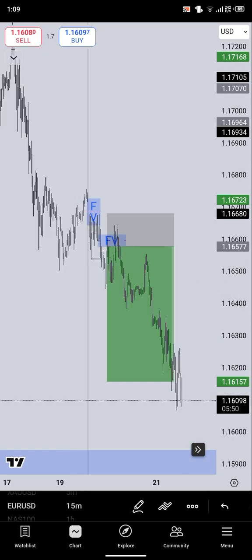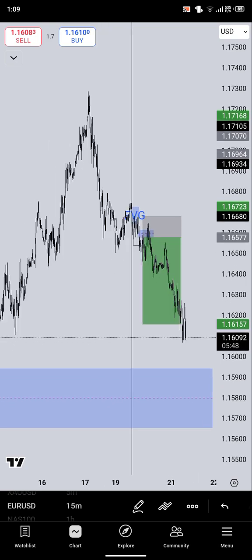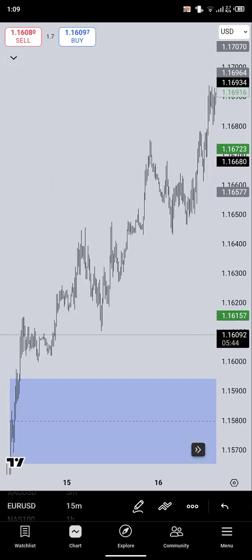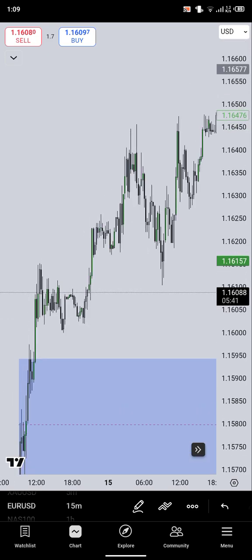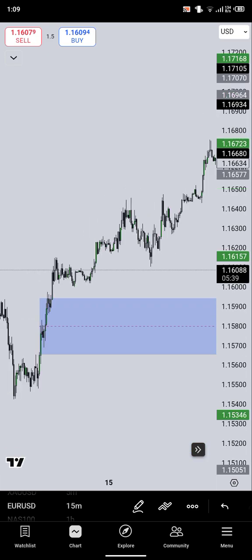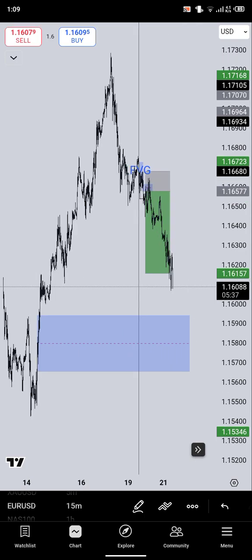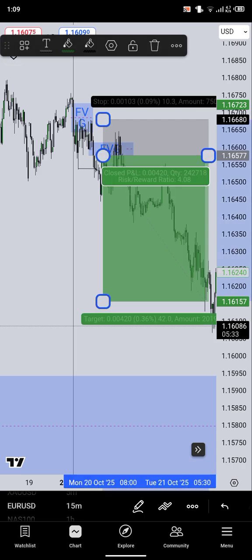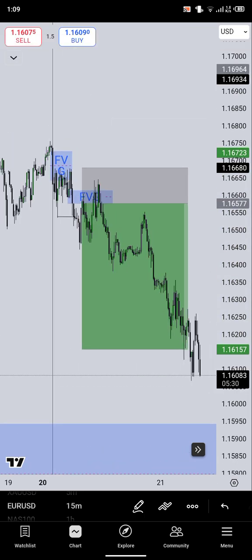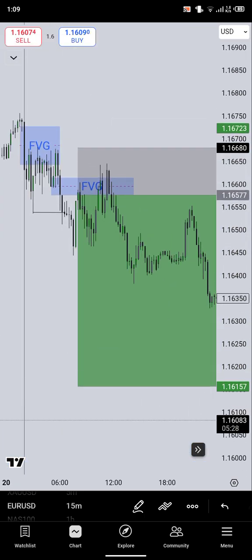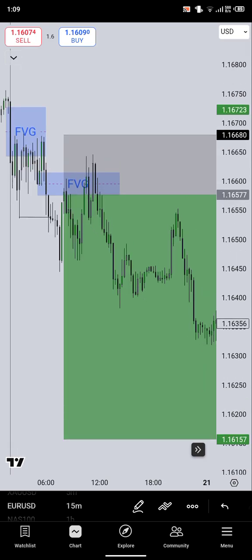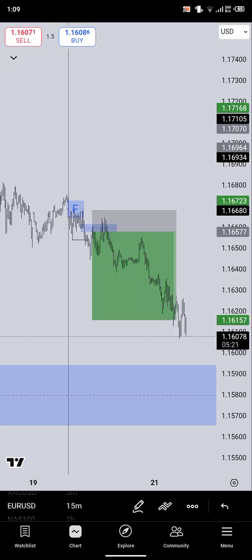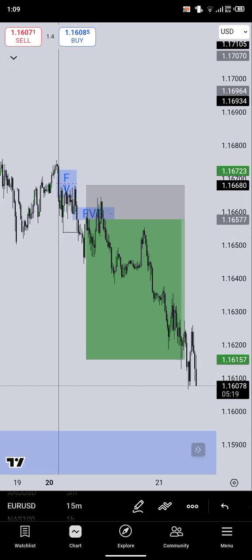Initially I was targeting this low here, but I decided to close at this point for a 4-hour, and I'm okay with that. So, beautiful trade on EU.